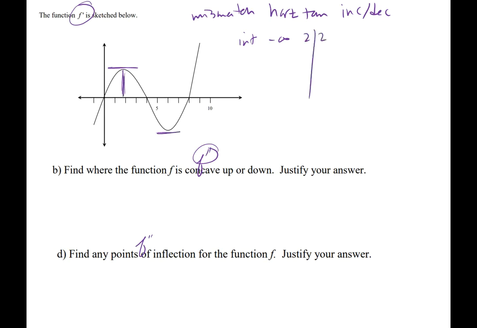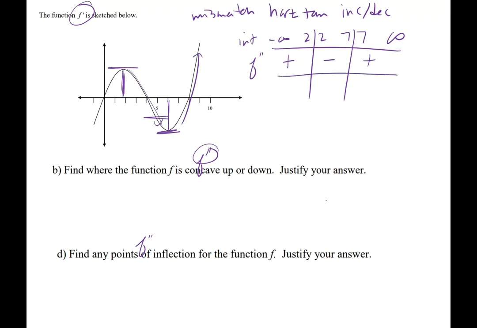Then my next horizontal tangent looks like it's at about 7. And that's it, so it goes to infinity. All right, so I am looking at what's going on with f double prime. First it looks like I am increasing, so it'd be positive. Then it looks like I am decreasing, so it'd be negative. And then it looks like I'm increasing, so it'd be positive.